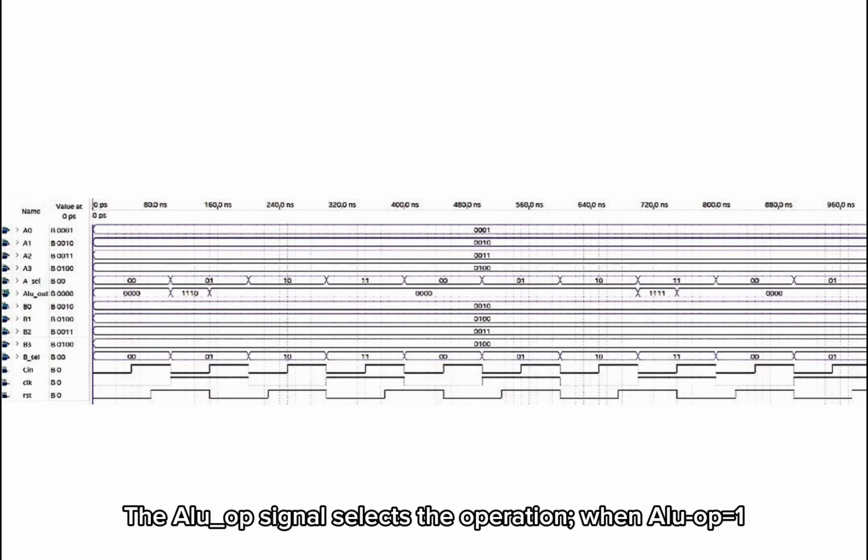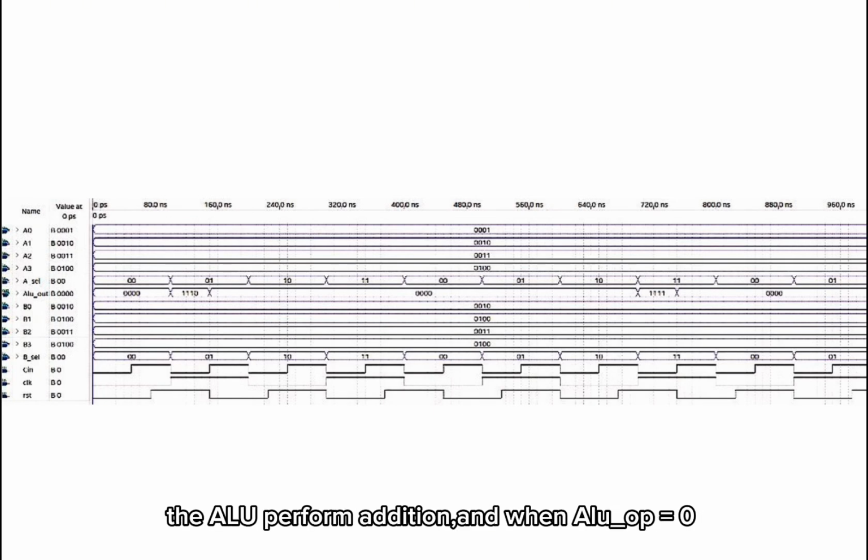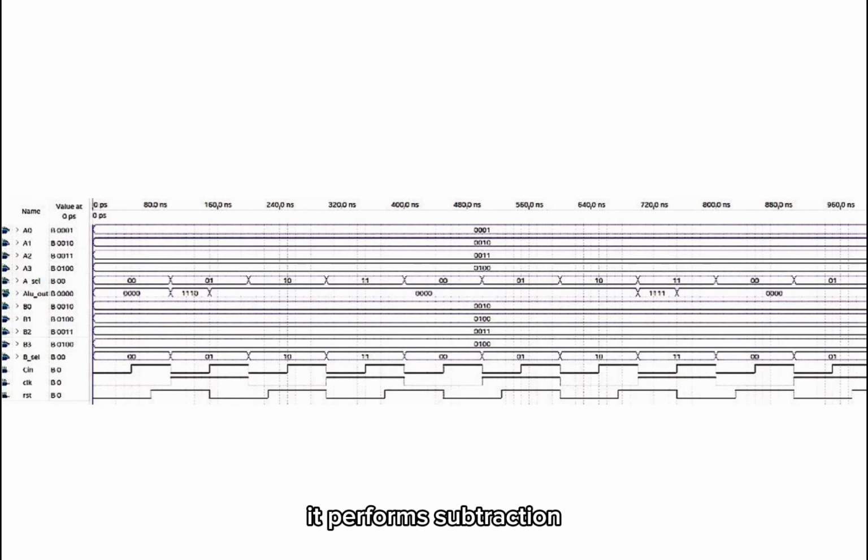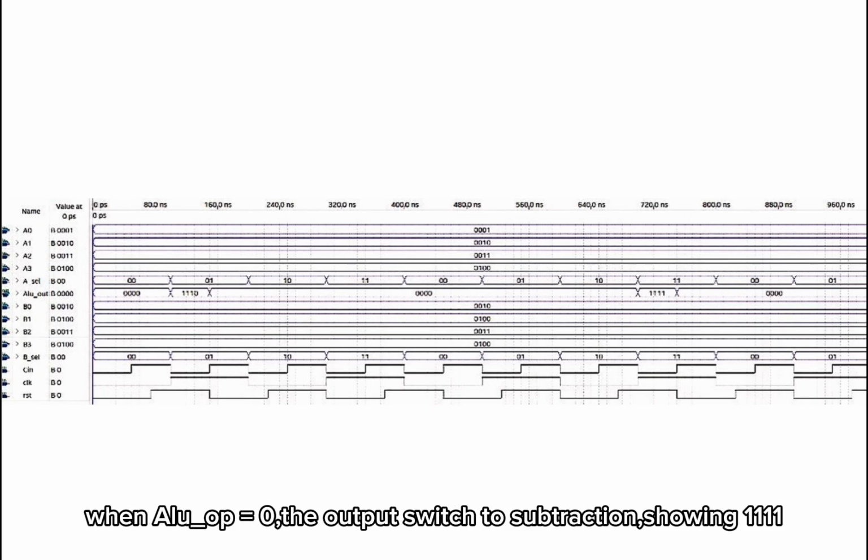The ALU OP signal selects the operation. When ALU OP equals 1, the ALU performs addition, and when ALU OP equals 0, it performs subtraction. For example, at 160 ns, with ALU OP equal to 1, the output ALU out shows 0011, the sum of A and B. At 400 ns, when ALU OP equals 0, the output switches to subtraction, showing 1111.